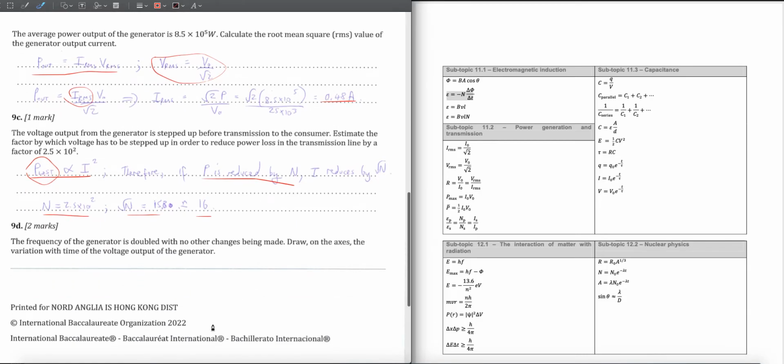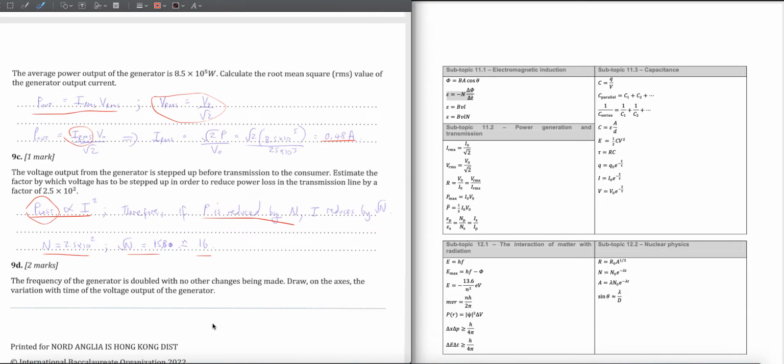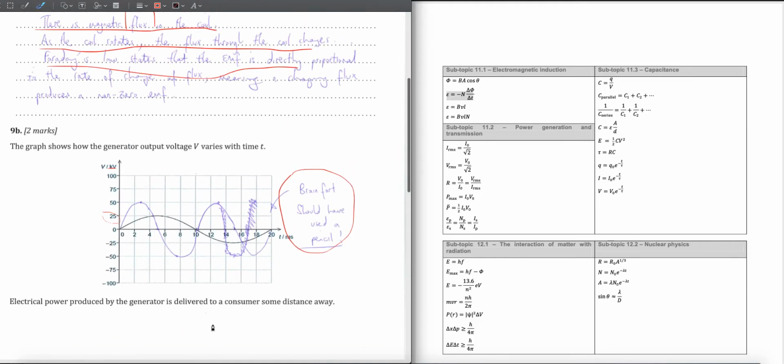Last one, deep breath. Frequency of the generator is doubled with no other changes being made. Draw on the axis the variation with time of the voltage output. Let's go back. Now this is where I've drawn it on. Again, my apologies for the terrible drawing.